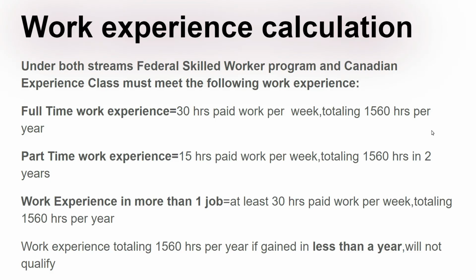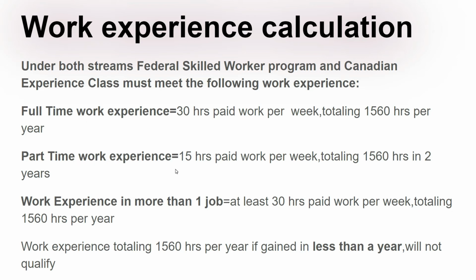So work experience calculation, I try to calculate a simple formula here. Some people will understand because we discussed two federal program streams. One is the Federal Skilled Worker Program, another one is the Canadian Experience Class. So you have heard the words full-time and part-time and work experience in more than one job. I have explained here the full-time work experience is equal to 30 hours paid work per week, which will be total 1,560 hours per year. This is called full-time work experience.